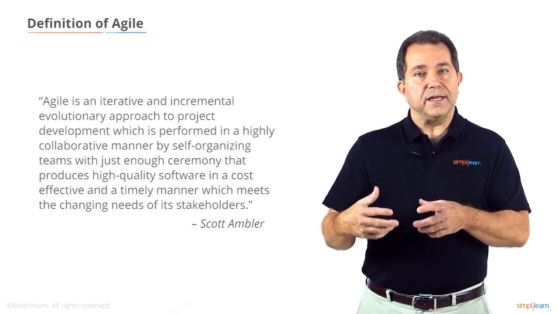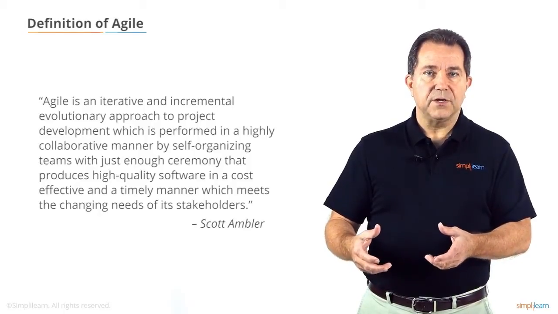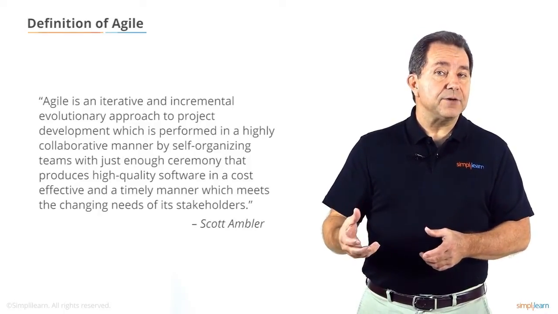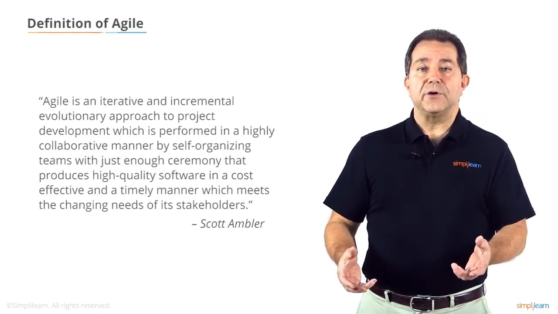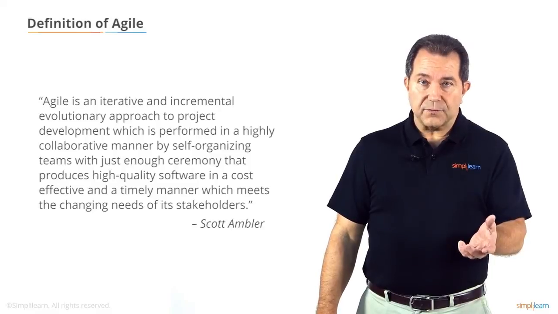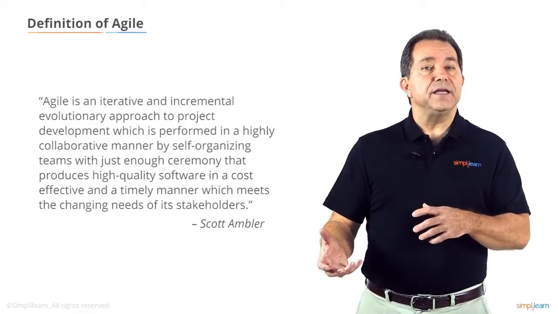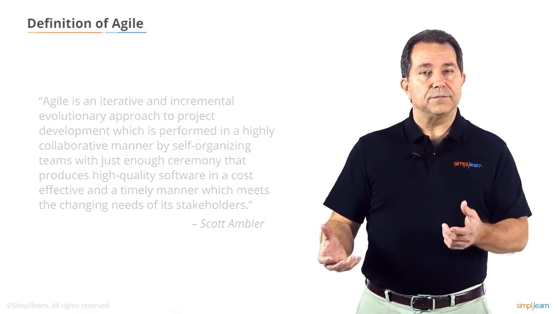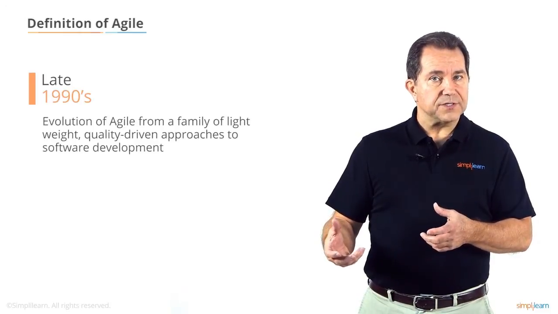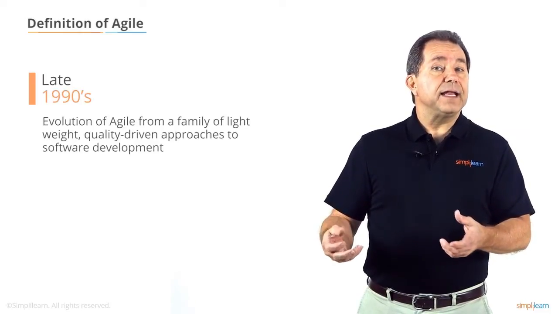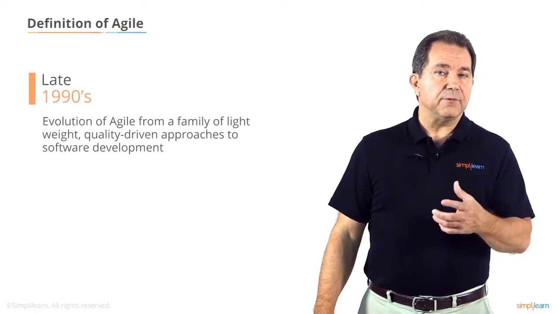Quote, Agile is an iterative and incremental evolutionary approach to project development, which is performed in a highly collaborative manner by self-organizing teams with just enough ceremony that produces high-quality software in a cost-effective and timely manner, which meets the changing needs of its stakeholders. Close quote. Agile is a family of lightweight, quality-driven approaches to software development, which evolved in the late 1990s in response to the burden of heavy documentation and frequent change.